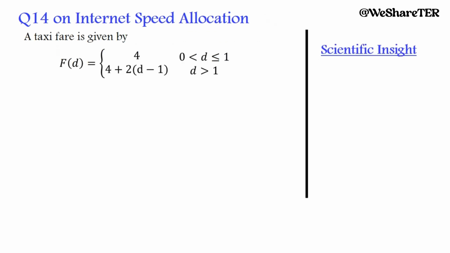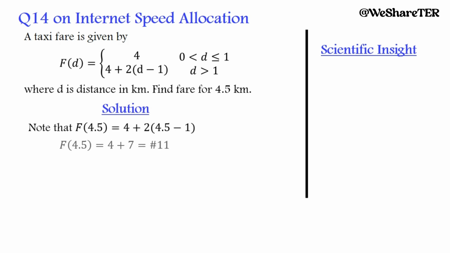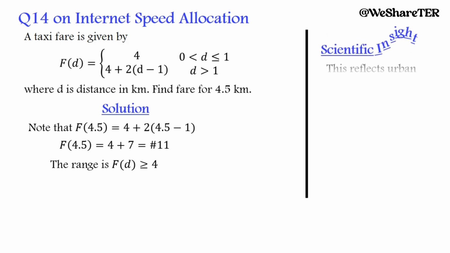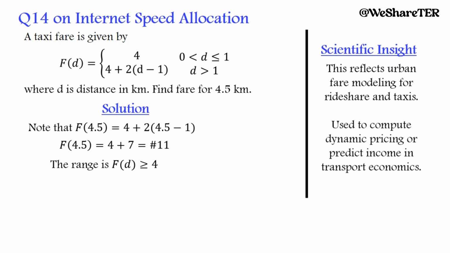A taxi fare is given by F(D) equals begin cases: 4 for 0 ≤ D ≤ 1; 4 plus 2(D minus 1) for D > 1; end cases, where D is distance in kilometers. Find fare for 4.5 kilometers. Solution: F(4.5) equals 4 plus 2(3.5), which equals 4 plus 7, equals $11. Range: F ≥ 4. Scientific insight: reflects urban fare modeling for rideshare and taxis, used to compute dynamic pricing or predict income in transport economics.